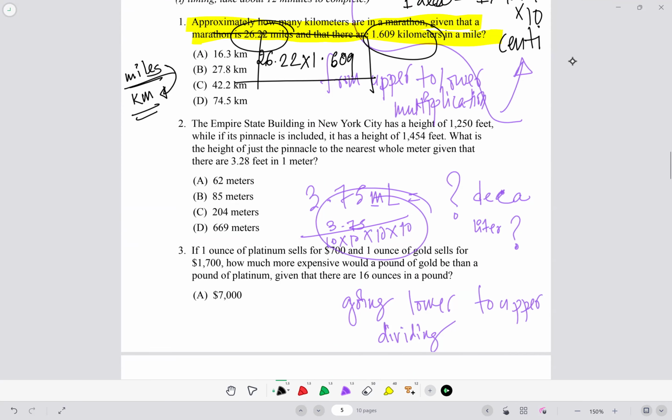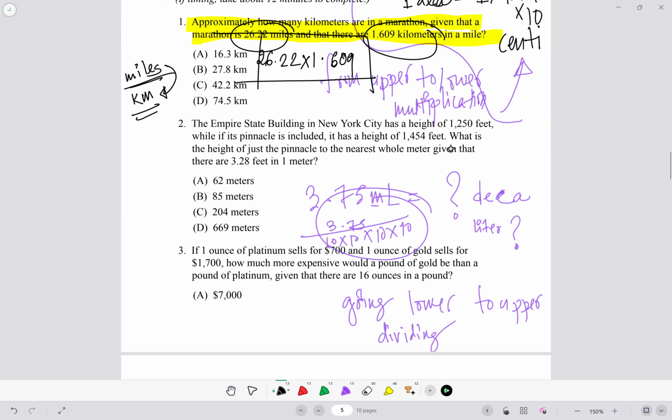The Empire State Building in New York City has a height of 1,250 feet, while if its pinnacle is included, it has a height of 1,454 feet. What is the height of just the pinnacle to the nearest whole meter, given that there are 3.28 feet in 1 meter, okay?